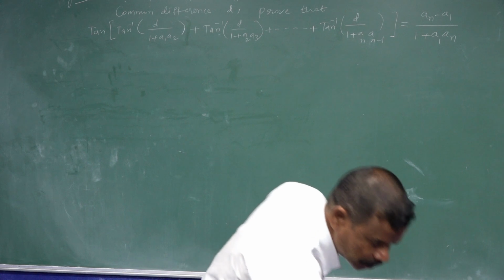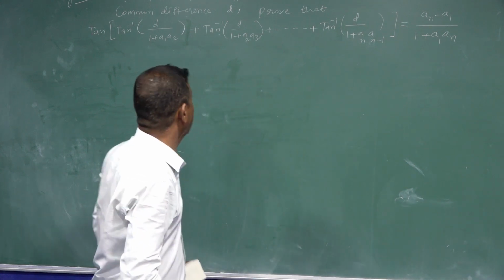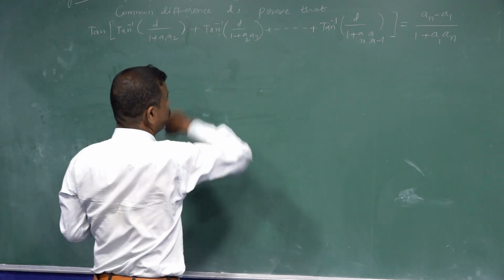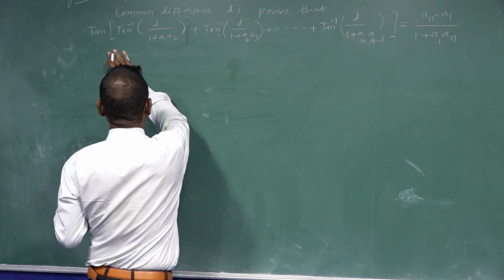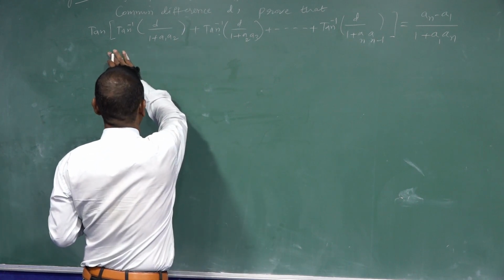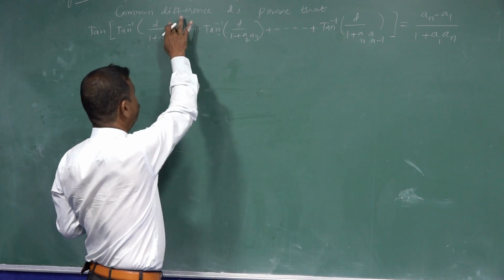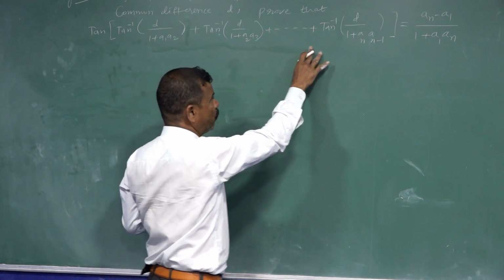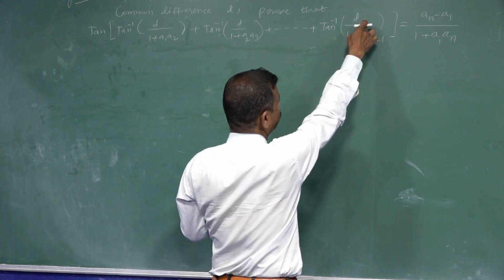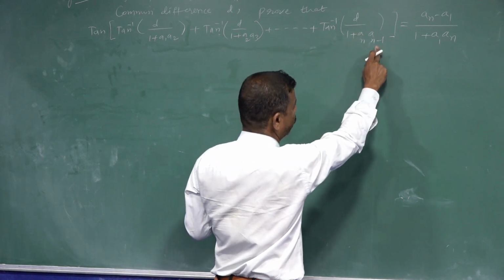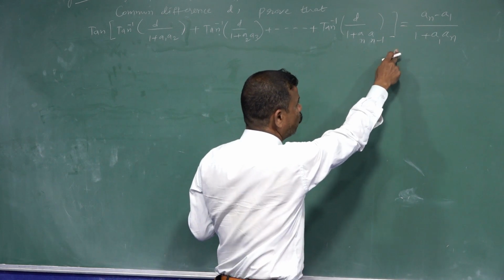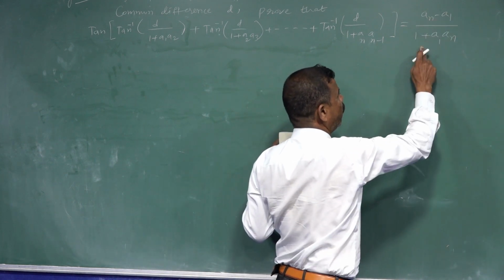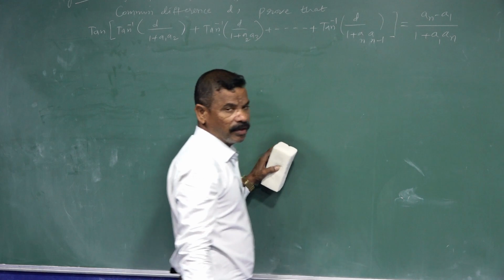arithmetic progression, AP, with common difference d, prove that tan of (tan inverse of d by 1 plus a1 a2, plus tan inverse of d by 1 plus a2 a3, and continuously going on up to tan inverse of d by 1 plus a(n minus 1) an) is equal to (an minus a1) by (1 plus a1 an).